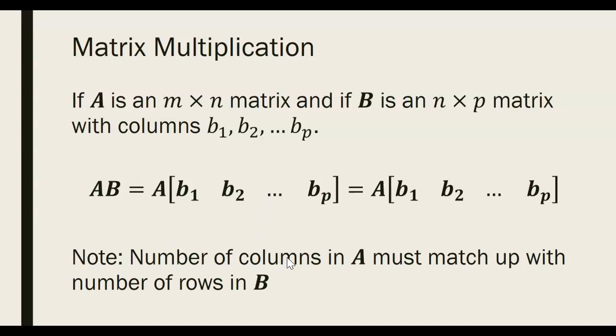And this is what I just said. So if we're going to multiply, the number of columns in A must match up with the number of rows in B in order for these multiplications individually to work out. All right.